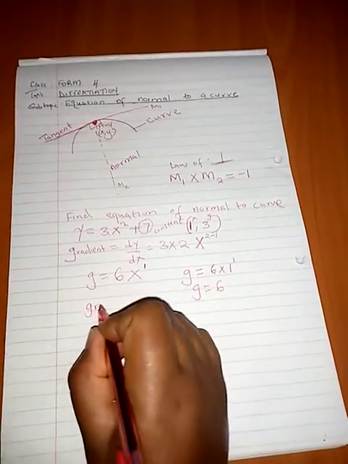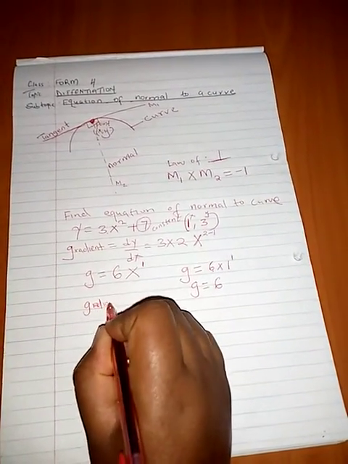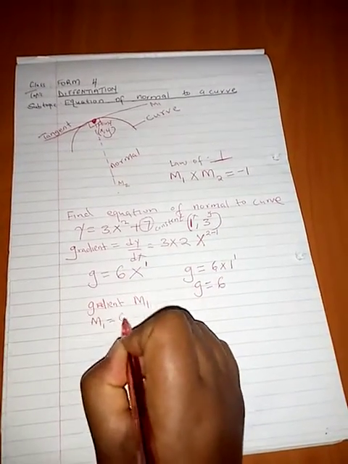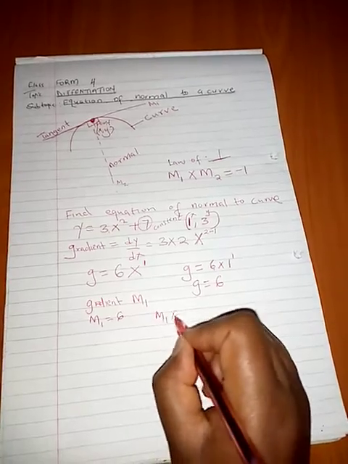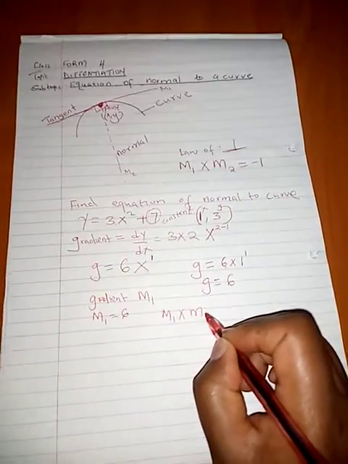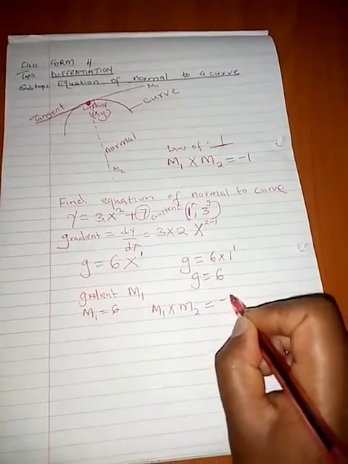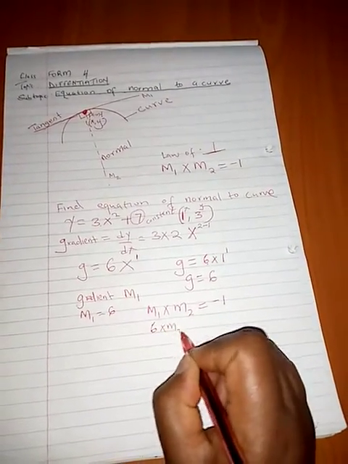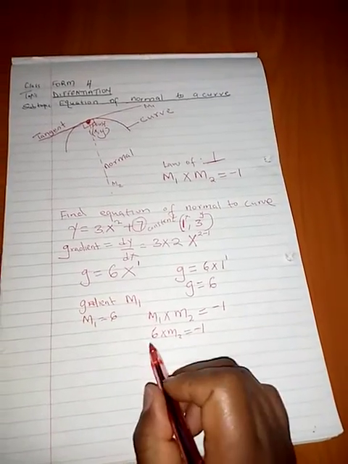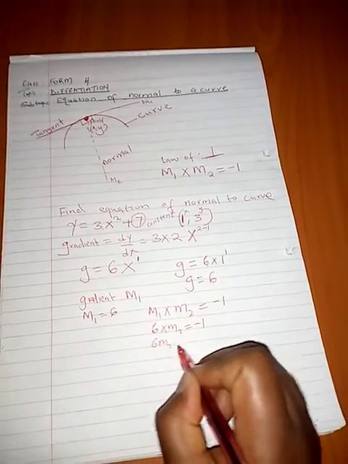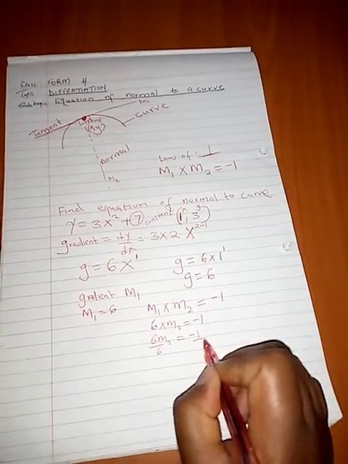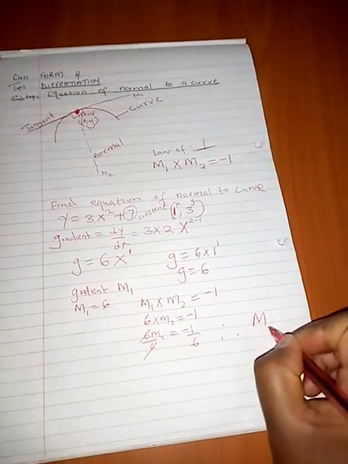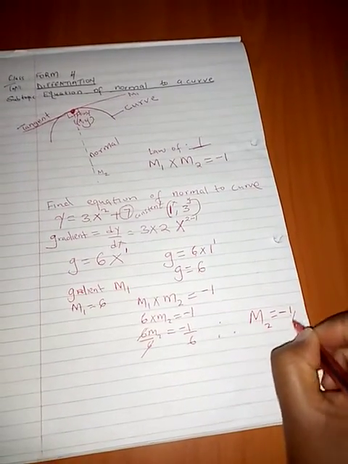And gradient is the same as using m1. So our m1 is equal to 6. So m1 times m2 must give you -1. So m1 is 6 times m2 is equal to -1. Therefore, 6m2 is equal to -1. Divide by 6, divide by 6. Therefore, our m2 is equal to -1 over 6.